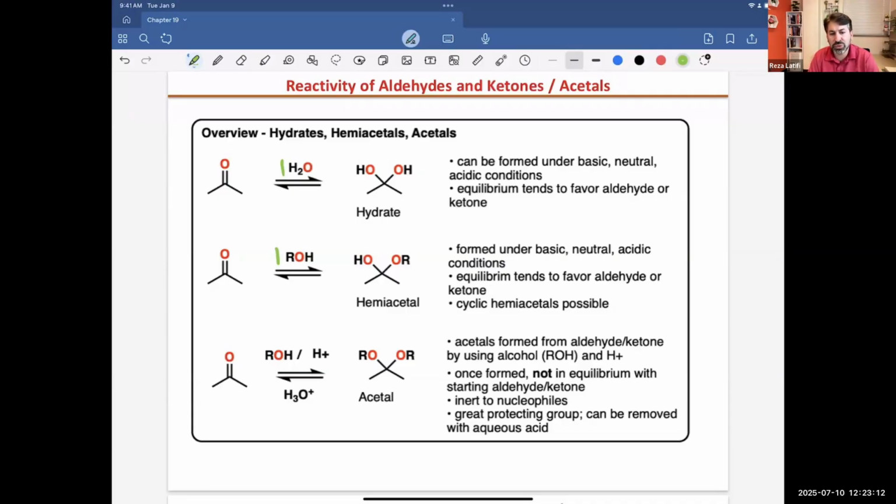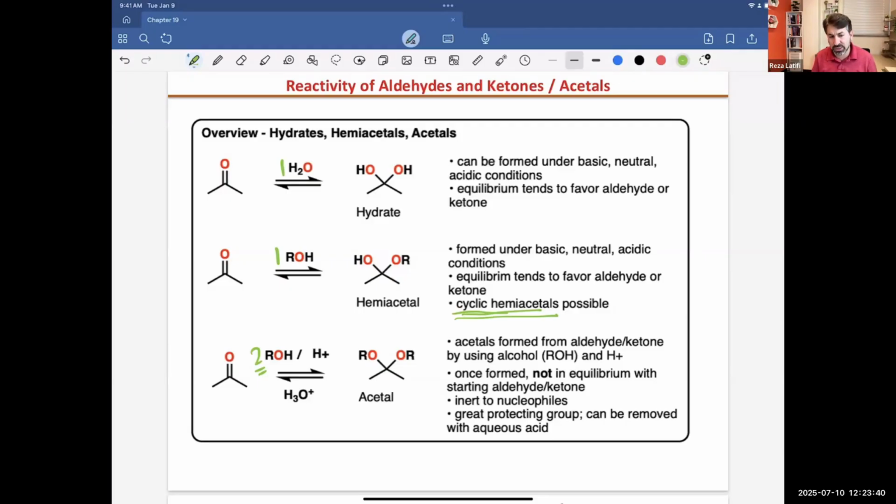But if you use 2 moles of alcohol, you can actually get acetal. Now, hydrate is not a stable molecule. Hemiacetal, you can get it if it's cyclic. If it's a cyclic molecule, yes, it's possible. And so that means there is always an equilibrium between the starting compound and the hydrate or hemiacetal.